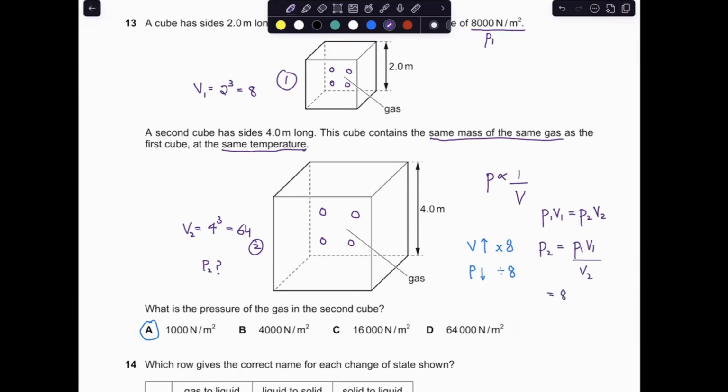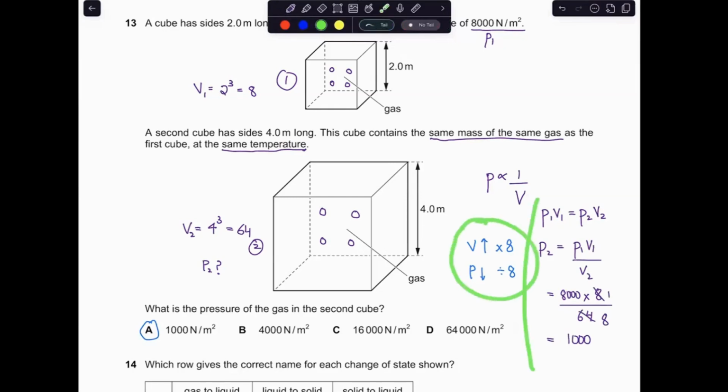So P1 is 8,000 into V1, which is 8, divided by V2, which is 64. So that's 1, and that's 8, and that's 1,000. So we get the same result both ways. You can use the equation, but this is just a much quicker way of doing it because that's exactly what it means for 2 quantities to be inversely proportional.